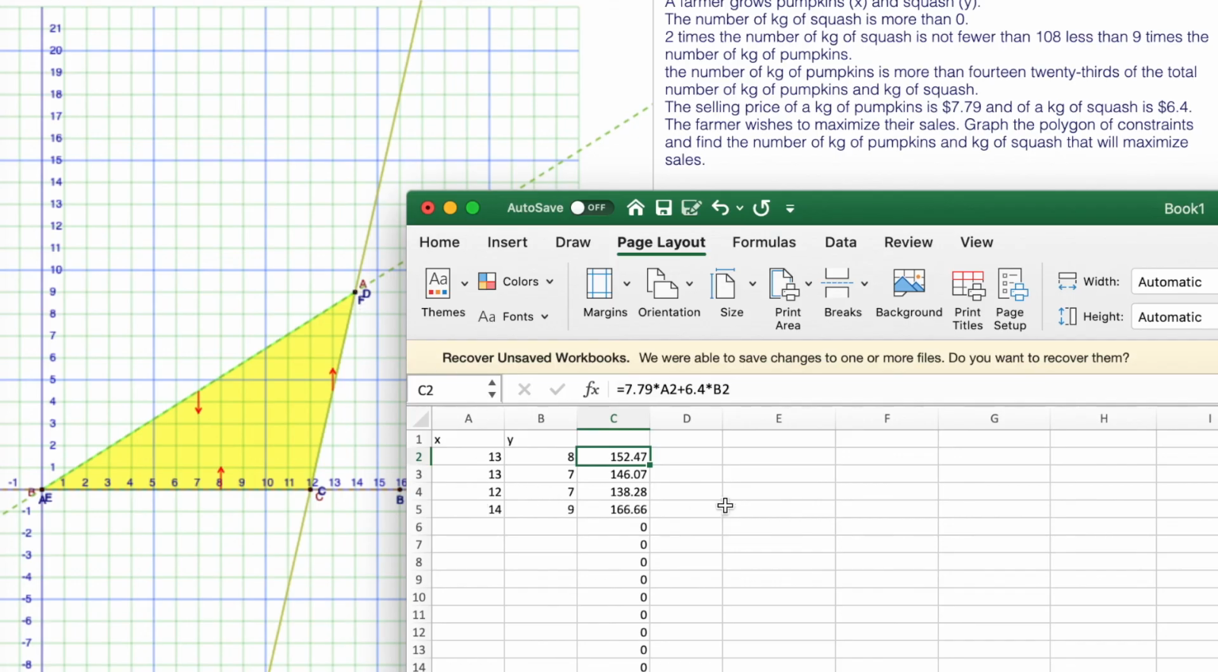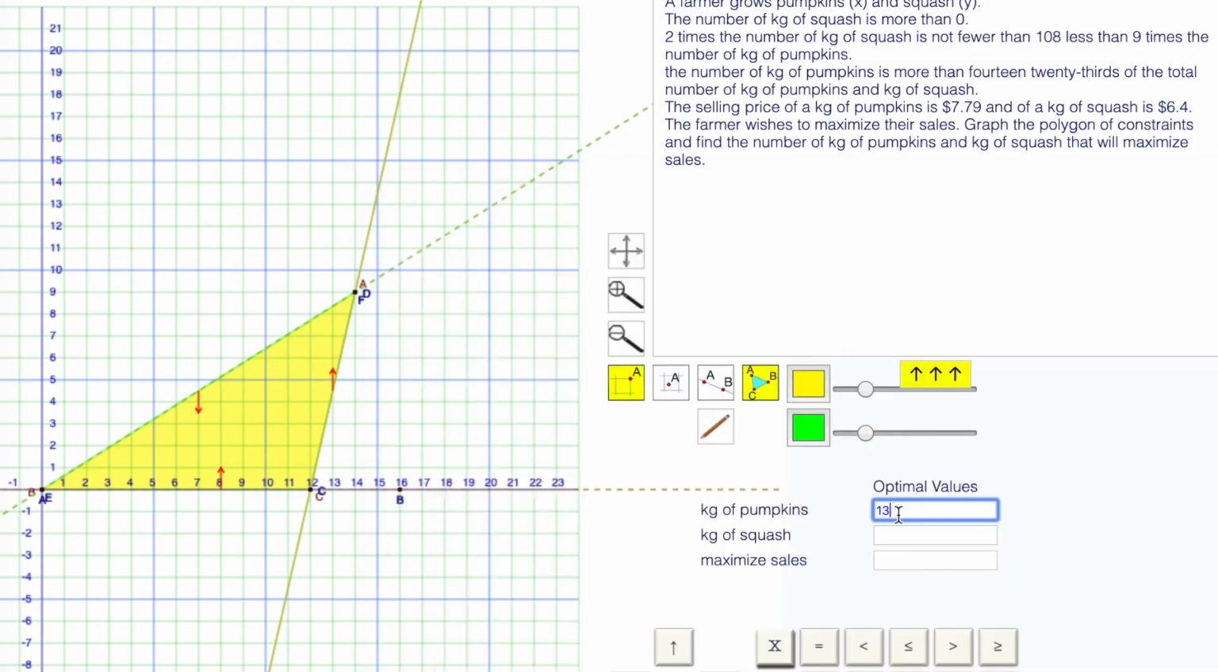13 and 8, and $152.47 is the maximum value. 13 kilograms of pumpkins and 8 kilograms of squash. The cost of that is $152.47, and we press return to see if we're right.